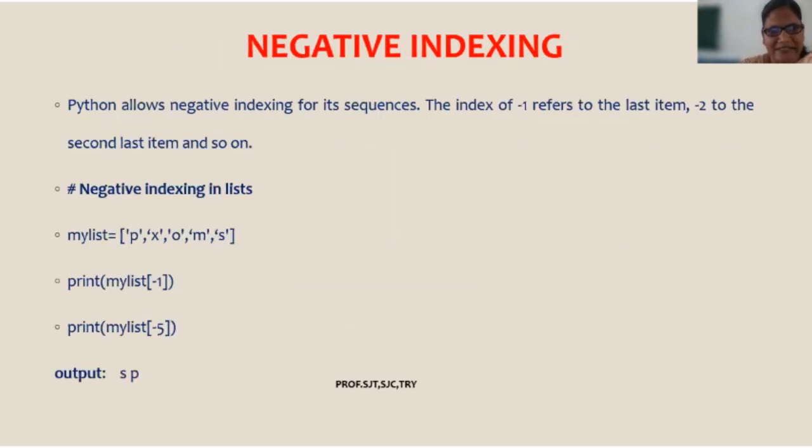So what is meant by negative indexing? Python allows negative indexing for its sequences. The index of -1 refers to the last item, -2 to the second last item, and so on.